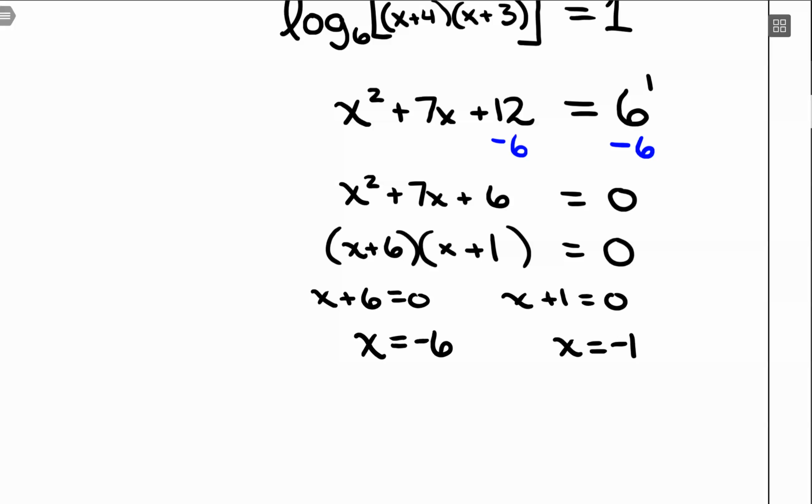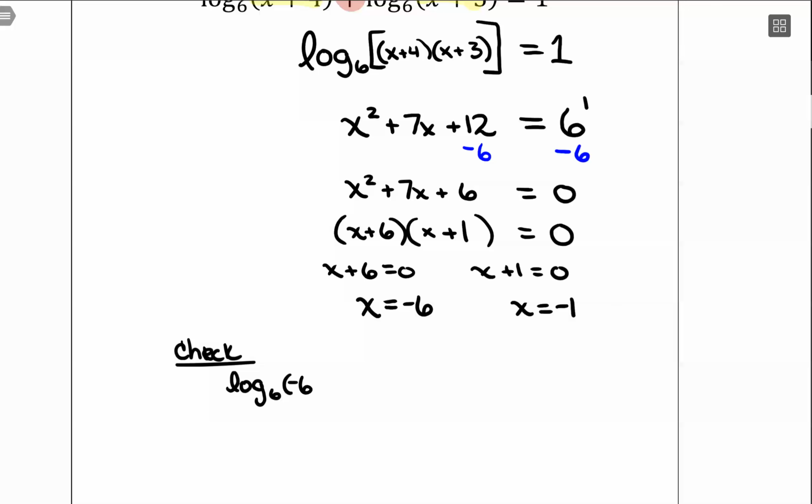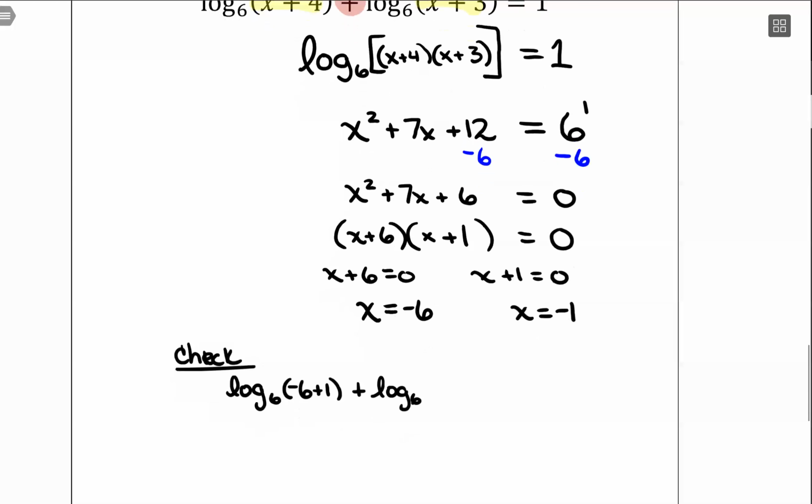So logarithm base 6 of -6 plus 1 plus logarithm base 6 of -6 plus 3. Is that going to equal 1? Well, what I can notice here is adding. So this would give us -5 inside there. This will give us -3. And we can't do that. We can't take the logarithm of a negative number. So that's going to not work.